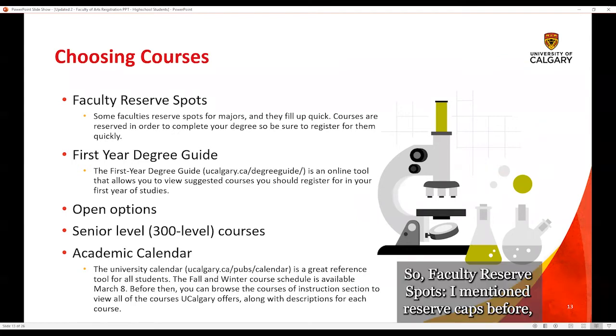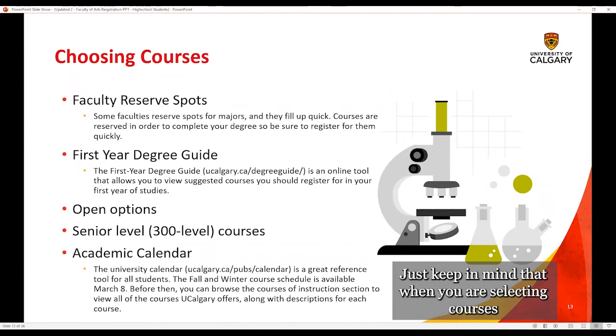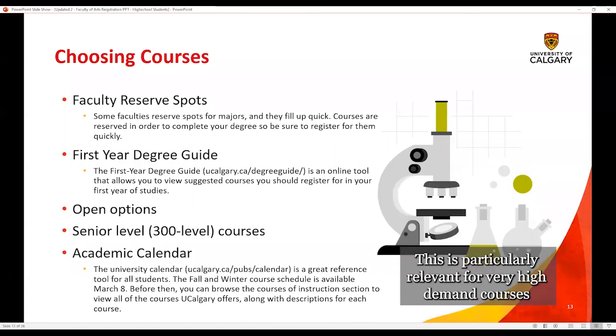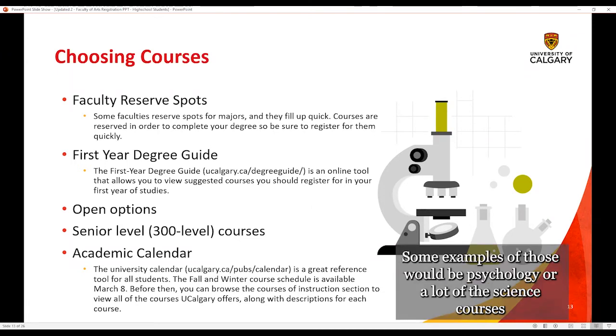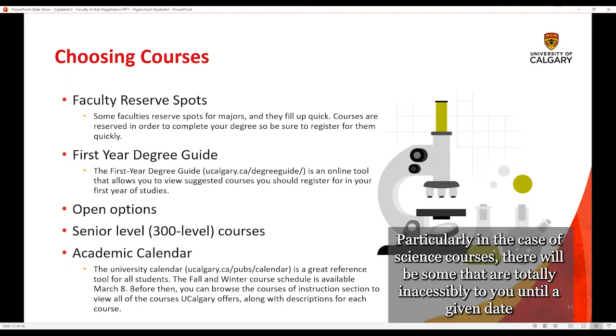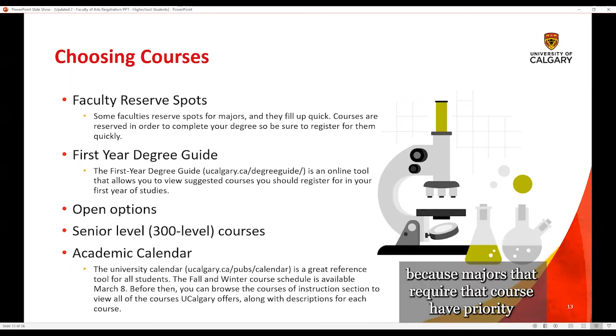So faculty reserve spots, again, I mentioned reserve caps before. Just keep in mind that when you are selecting courses like options and things like that, you want to take a look at some of the reserve caps to make sure that you will be allowed to enroll even if there's space in the course. This is particularly relevant for very high demand courses. Some examples of those would be psychology or a lot of the science courses. Particularly in the case of science courses, there will be some that are totally inaccessible to you until a given date because majors that require that course have priority.